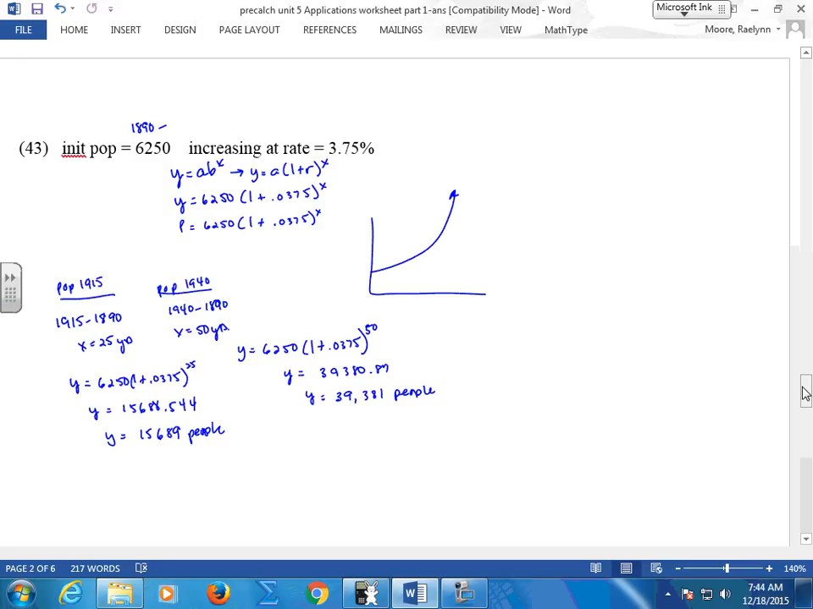Now, if your population started from 1915 to 1940, this spanned 25 years. There's your X. From 1940 to 1990, 50 years. There's your X. So sometimes they give it to you a little bit differently. Sometimes they ask you, say it's increasing, in what year will it reach 100,000? If your answer has a decimal and they say, in what year, all you have to do is add that to the year, because then you'll be in that year.